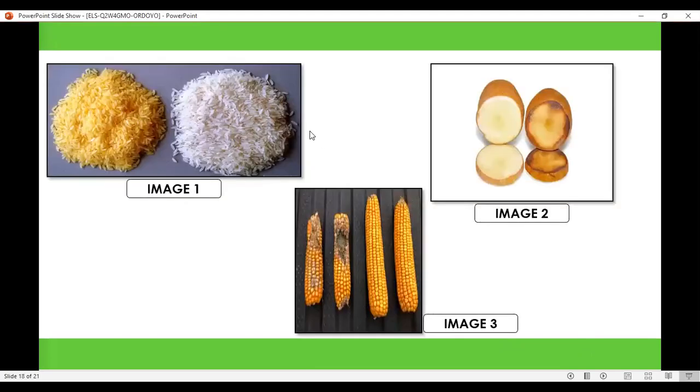For our previous activity, nag-share kayo ng thoughts niyo, ideas about sa images na nandito. For image 1, what do you think? Saan dito sa dalawa yung GMO and non-GMO? Okay. May I call on Miss Sharalyn?